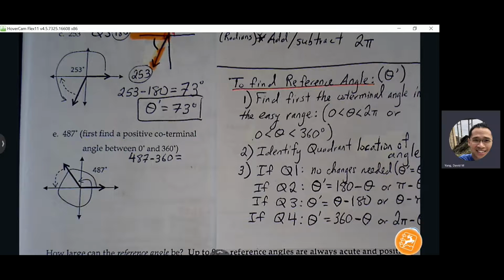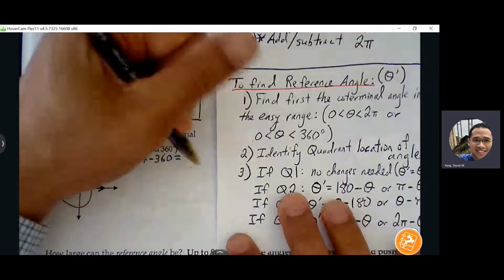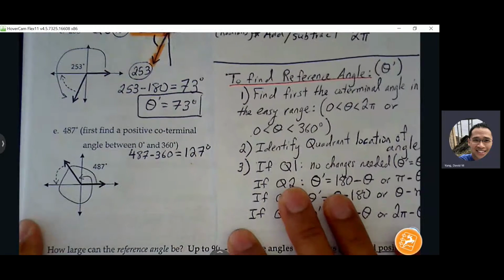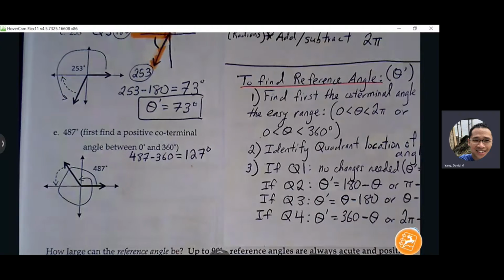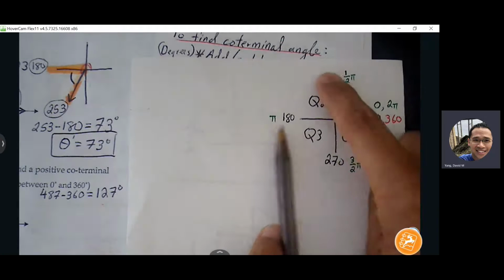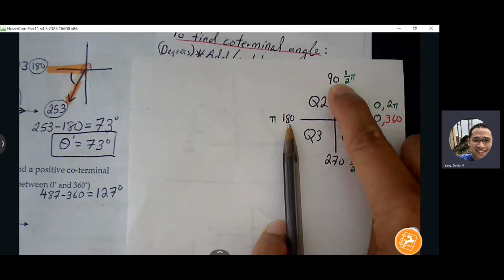What does that give us? 127. Now we're going to be working with our 127. We're not going to pay attention to 487 anymore because we have a coterminal angle. 487 is the same thing as 127, just with more rotations around the circle. Let's look at 127. Which quadrant is 127 in? Second quadrant, because 127 is between 90 and 180.